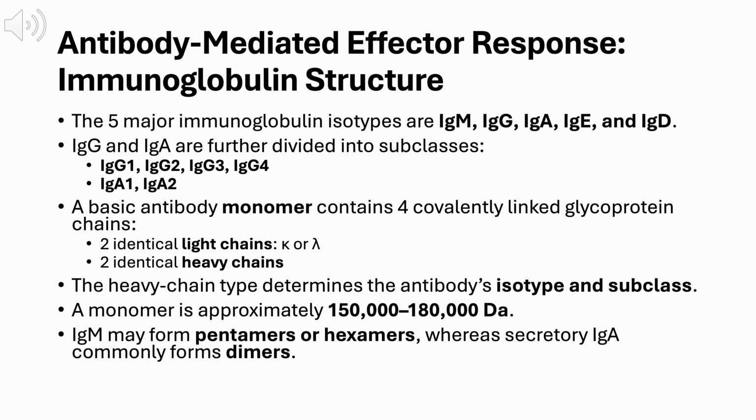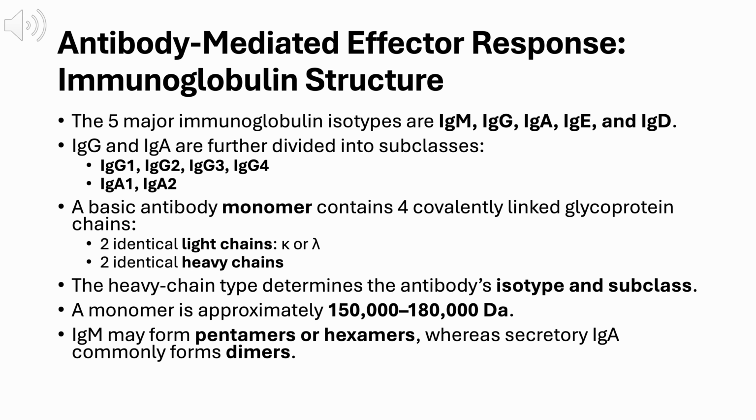To understand antibody function, we have to start with antibody architecture. There are 5 major immunoglobulin isotypes: IgM, IgG, IgA, IgE, and IgD. 2 of these are further subdivided, IgG into IgG1 through IgG4, and IgA into IgA1 and IgA2. Now, the basic building block. A single antibody monomer is built from 4 covalently linked glycoprotein chains, 2 identical light chains, either kappa or lambda, and 2 identical heavy chains.